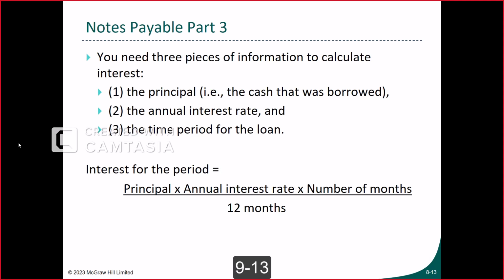So debit, at the day of the purchase, debit inventory, for example, credit note payable $1,000. And then at the day of the settlement, debit note payable $1,000, debit interest expense $17, and credit cash $1,017. This is how to account for the settlement of a note payable. Any question? Okay.